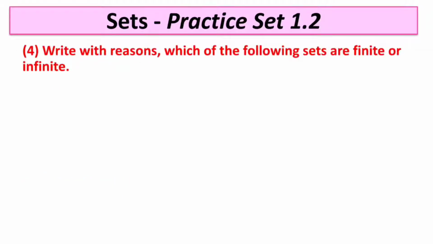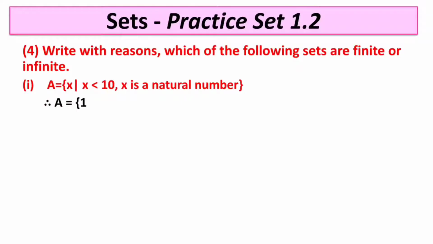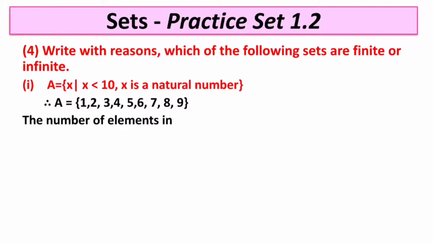Now the next problem is: write with reasons which of the following sets are finite or infinite. Here the first problem is set A is a set of all x such that x is less than 10 and x is a natural number. As we know, the numbers 1, 2, 3, 4, 5, 6, 7, 8 and 9 are the natural numbers less than 10. The number of elements in A are limited and can be counted. Therefore, A is a finite set.